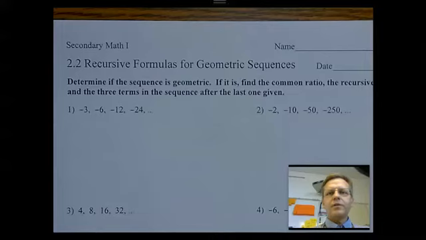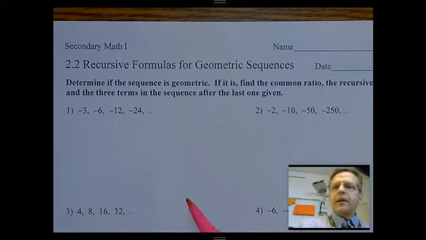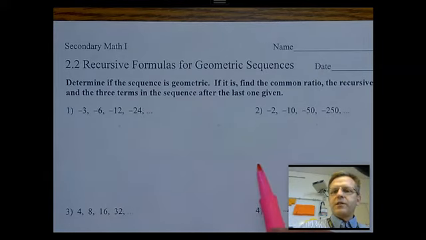This is a help video for 2.2 recursive formulas for geometric sequences. And this is your notes page, the one that you're going to take a picture of and submit. Let's do a couple of these together.